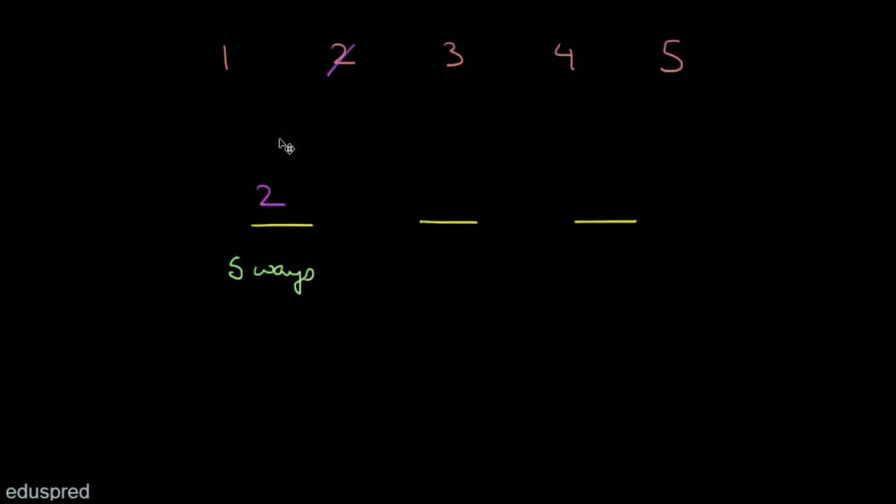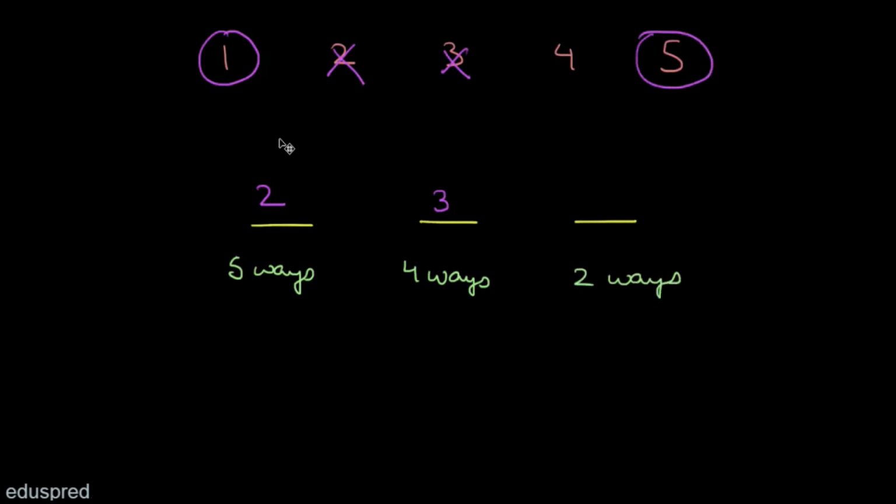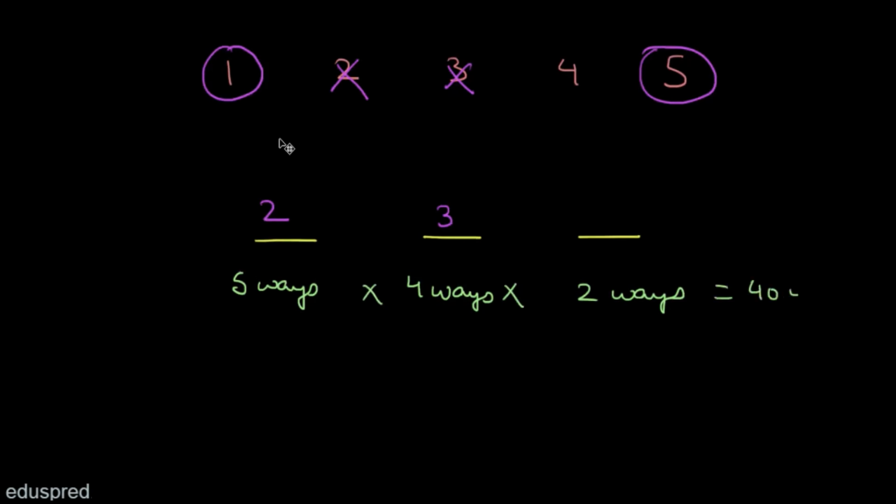So 2 is gone. Now after putting 2 in the first slot, we can fill the second slot in 4 ways. For the sake of example, let's say that the number that we are filling here is 3. Now given that we have used 2 and 3 and we have to make sure that our 3-digit number is odd, in how many ways can we fill this third slot? This third slot can either have 1 or 5. So there are only 2 ways to fill this third slot, and this is equal to 40 ways.